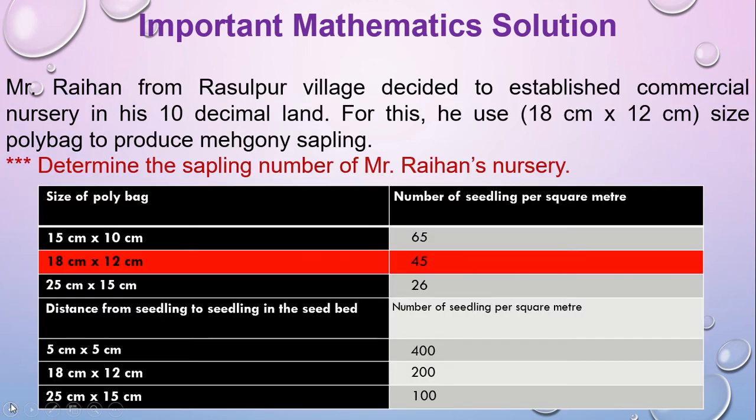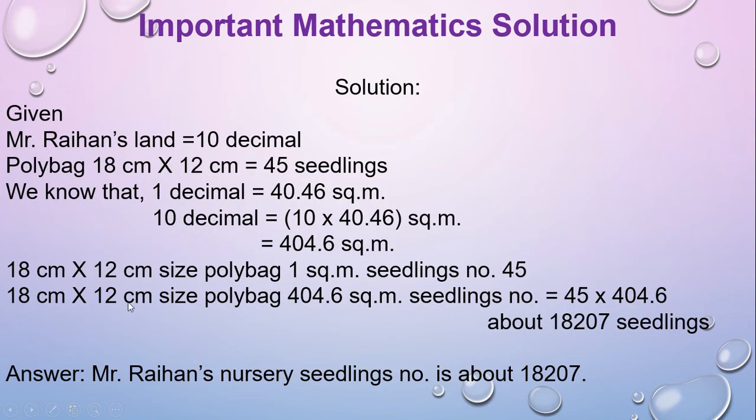We know that from this table. So for 18 centimeter size polybag, we converted the land into 404.6 square meter, where you find from here seedling number will be multiply 45 into 404.6. So the result after multiplying is about 18,207 seedlings. So this is the answer of Mr. Raihan's nursery, seedling number is about 18,207. This is the solution of this math.